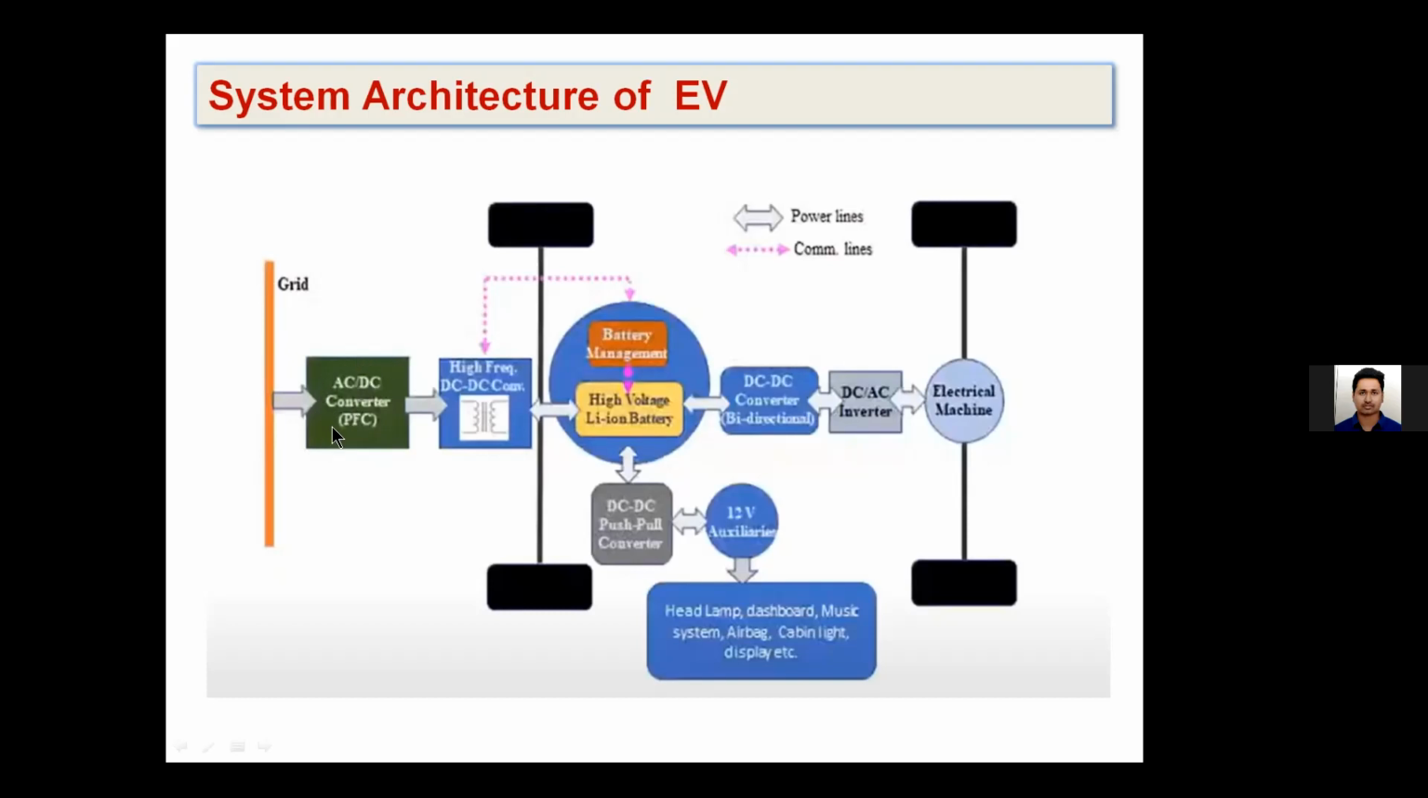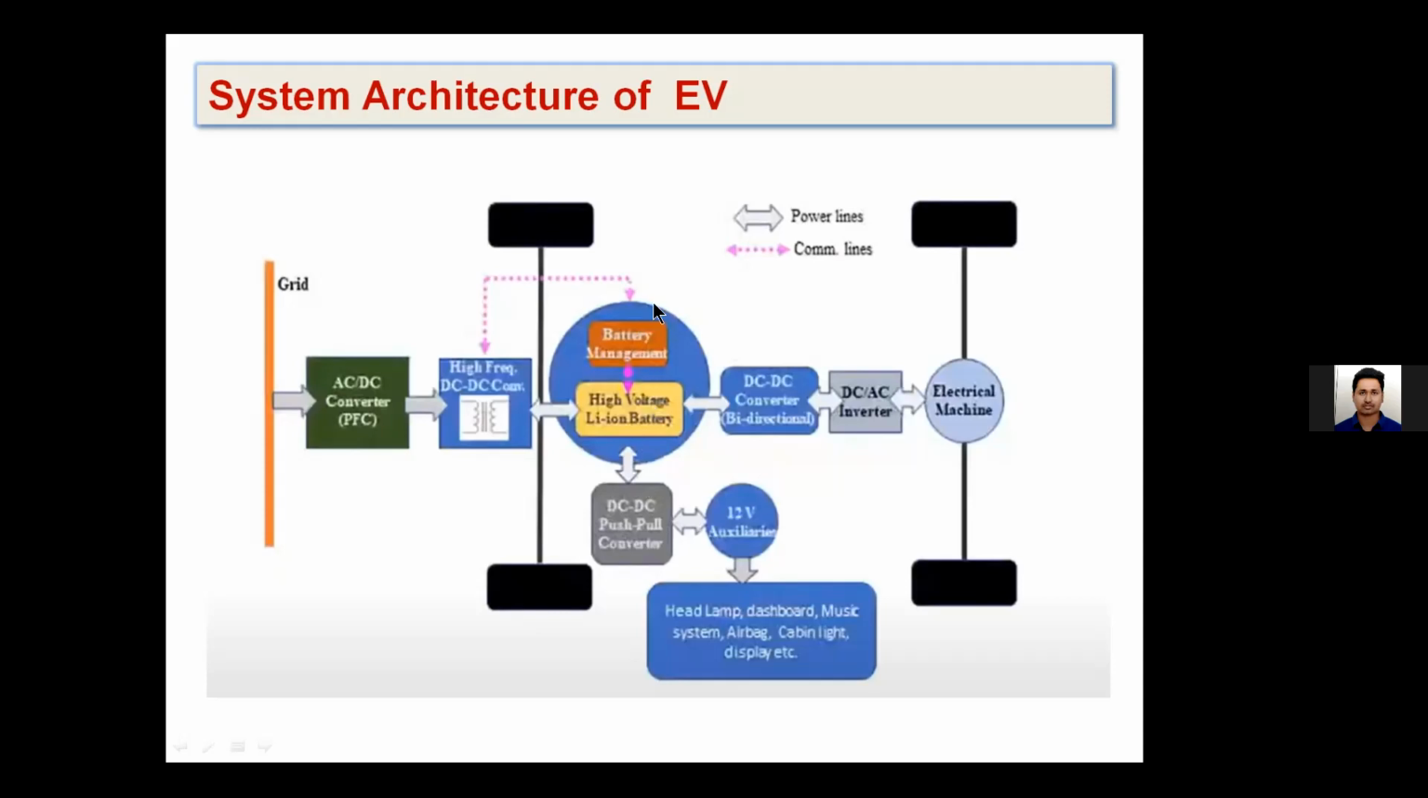So we are converting AC to DC here, and this DC can be directly fed, or sometimes again here we have some DC to DC conversion, basically high frequency conversion, and finally this battery is being connected to this. And here you can see some other auxiliary components like headlamp, dashboard, music system, airbag, all these things. These things also require some low voltage like 12 volts.